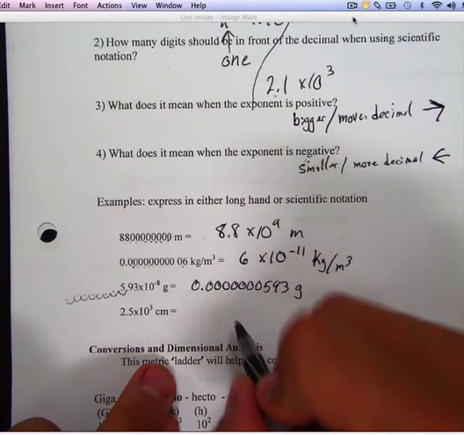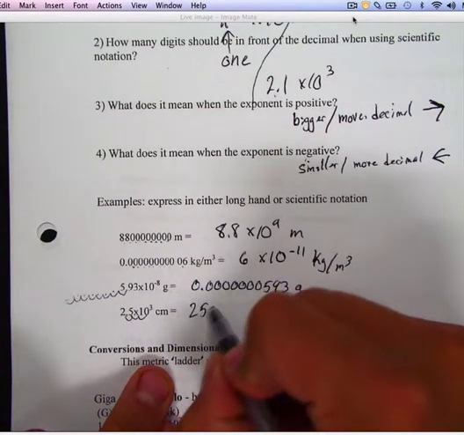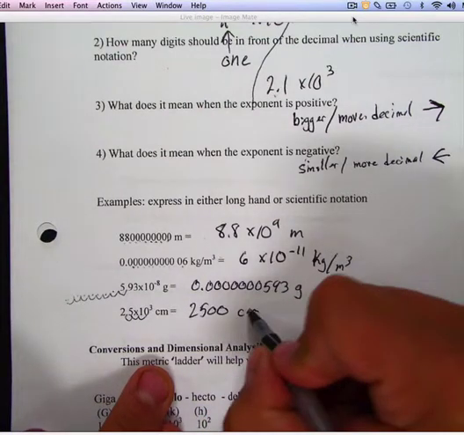All right, and this next one, because the number is positive, that means the number is going to get bigger. So I move it to the right. So you go 1, 2, 3, and it should be 2,500 centimeters.